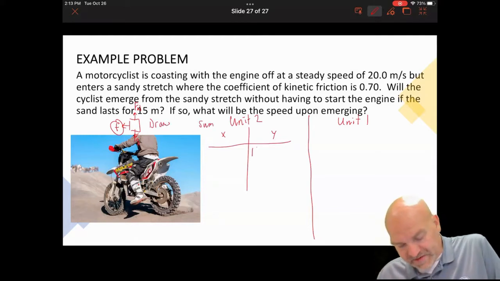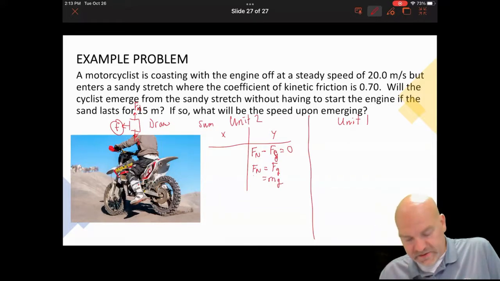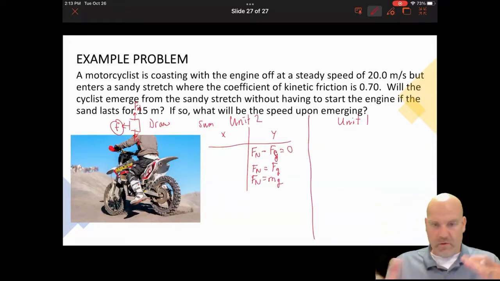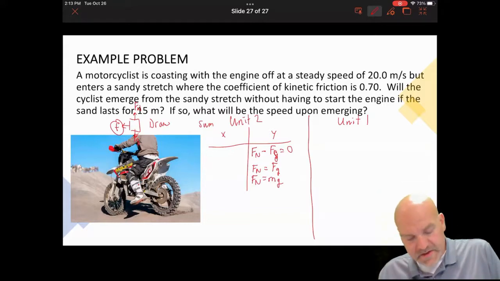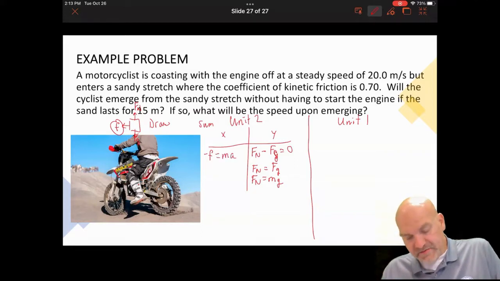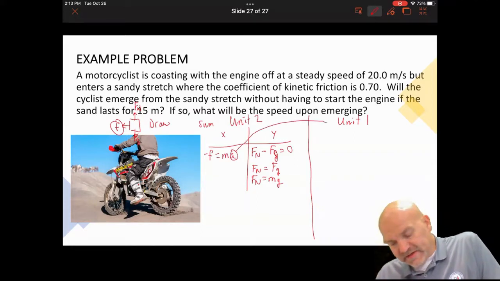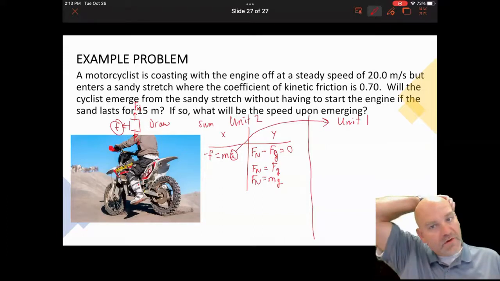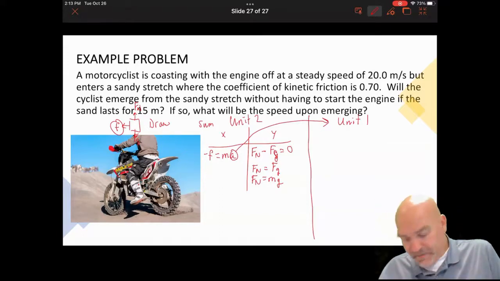Now we do our summing step. I'm going to sum in the y direction because there is friction involved. I need the normal force, which is very standard. We've done this numerous times in this playlist. Now in the x direction, the only force I have acting is friction, and that's going to equal ma, acceleration. There's my connecting piece because I need that for over in Unit 1.